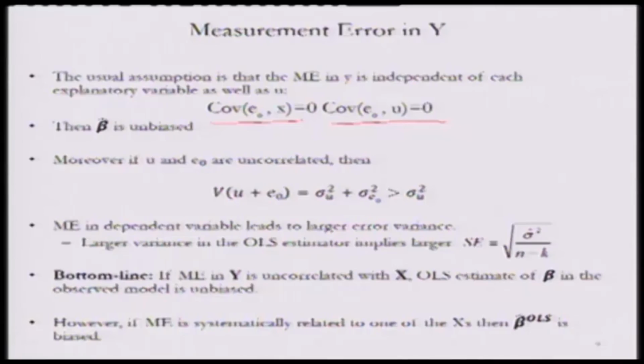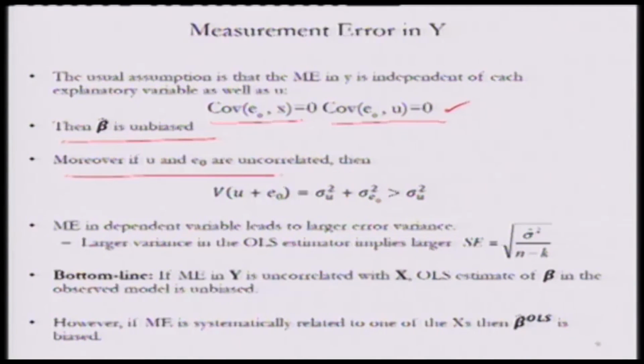Also, although the measurement error is in y, what we are saying is that the error part of y, which is not explained by x, also is independent of the measurement error. If these conditions are met, then beta hat, the OLS estimate of beta, is unbiased.